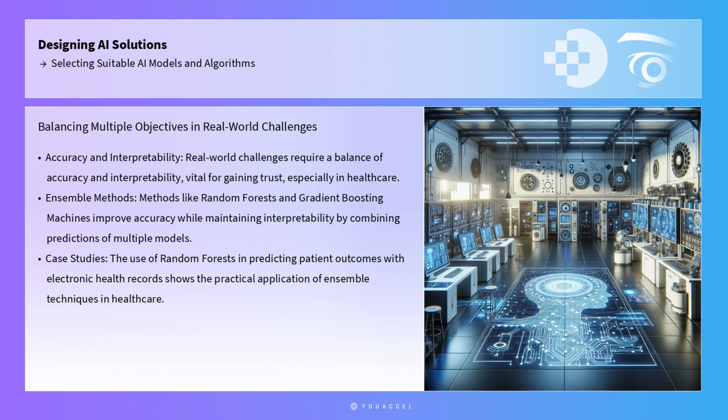Real-world challenges often require balancing multiple objectives, such as accuracy and interpretability. For example, in the healthcare industry, models must not only be accurate, but also interpretable to gain trust from practitioners. In such cases, ensemble methods like random forests or gradient boosting machines can be effective. These methods combine the predictions of multiple models to improve accuracy while maintaining a degree of interpretability.